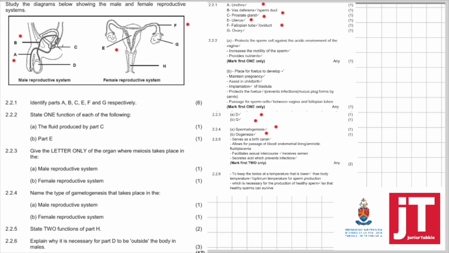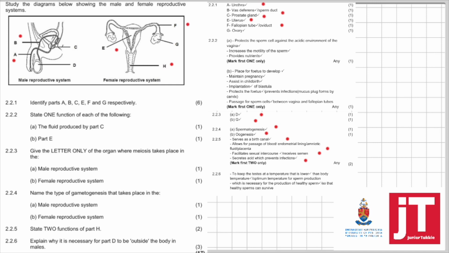2.2.5. They want two functions of H. H is the birth canal, the vagina. It serves as a birth canal, allows for the passage of menstrual blood, endometrial lining, amniotic fluid and the placenta, facilitates sexual intercourse, and secretes acid to prevent infections in the vagina.